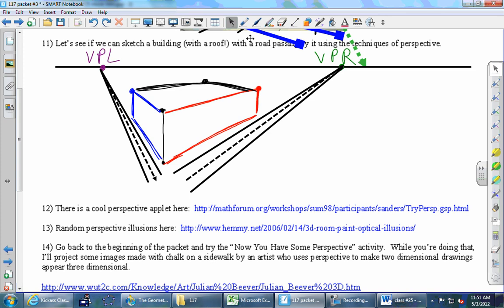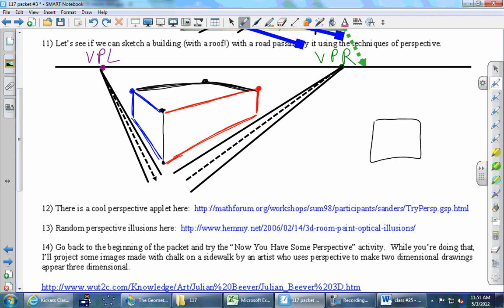Again, thinking about that last test, let me give you something to ponder. Suppose that I gave you just a picture of the building. No roads, no horizontal line, no vanishing points. I just drew the building for you. And I said, is this in correct perspective? How would you tell?